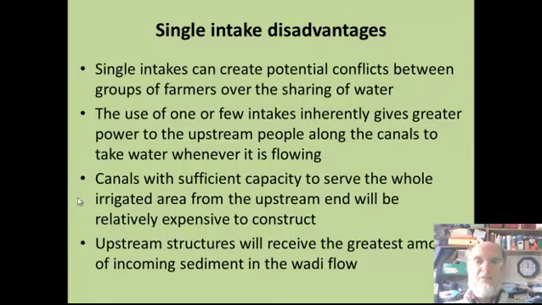Canals with sufficient capacity to serve the whole irrigated area will need to be quite large at the upstream end and therefore relatively expensive to construct. And any upstream diversion structures will receive the greatest amount of incoming sediment in the wadi flow. Diversions further downstream, where the wadi is flatter, will tend to have lower sediment content in the water.